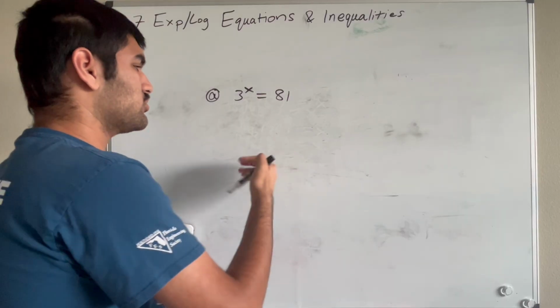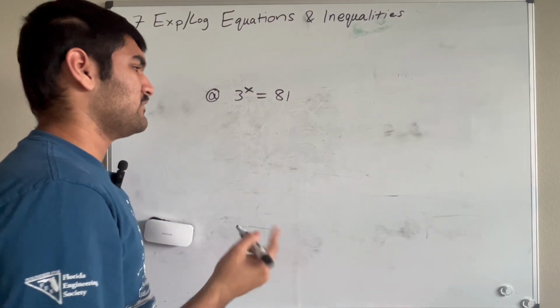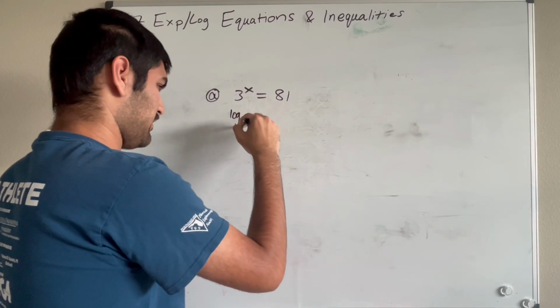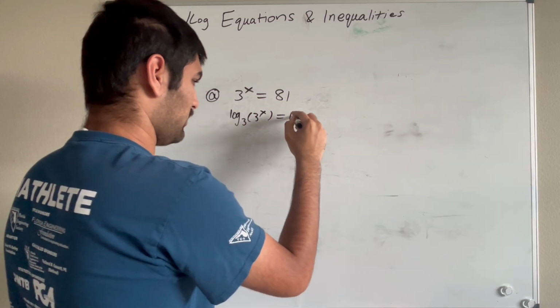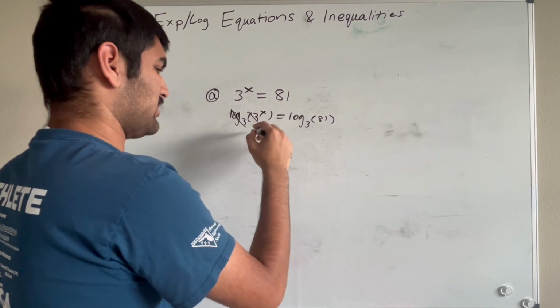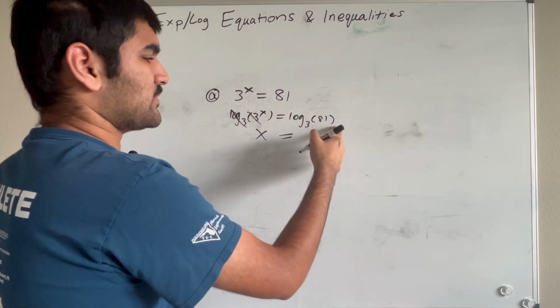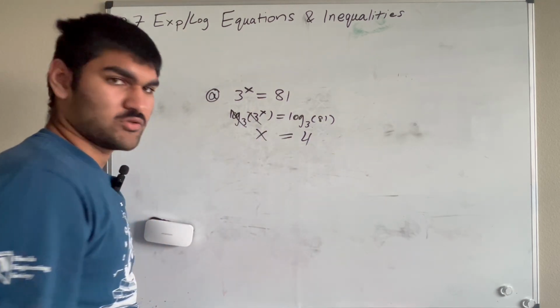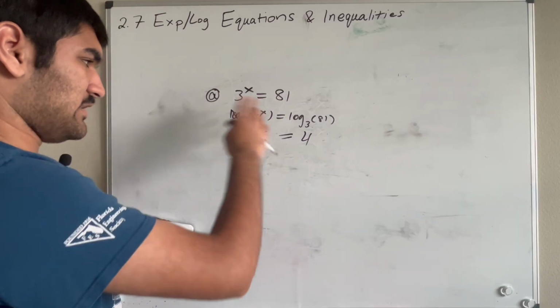For this one, you could just take log base 3 of both sides, and then you get log base 3 of 3 to the x is equal to log base 3 of 81. And then remember, log base 3 of 3 cancels, so you get x is equal to log base 3 of 81, which is just 4. So you just get x is equal to 4. Okay, so this is valid.